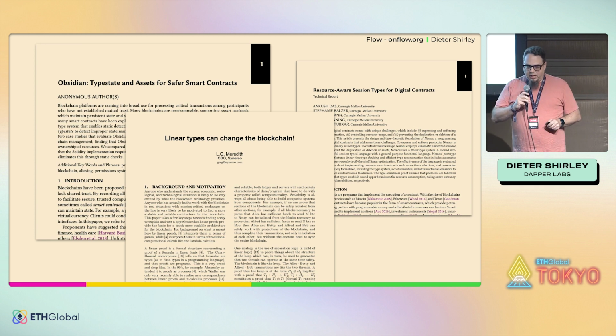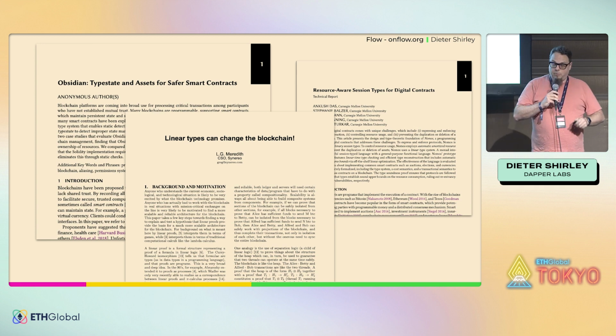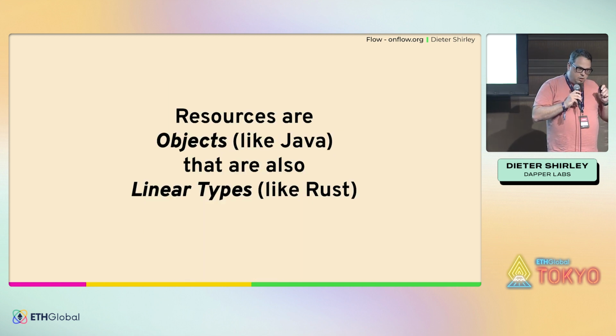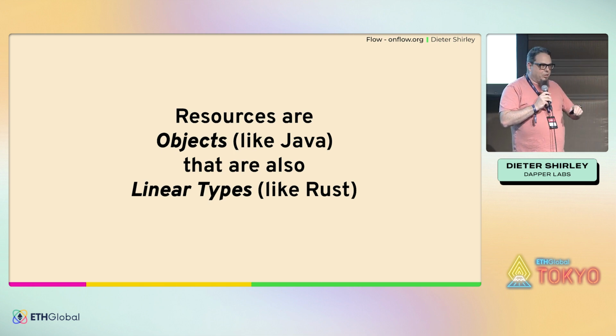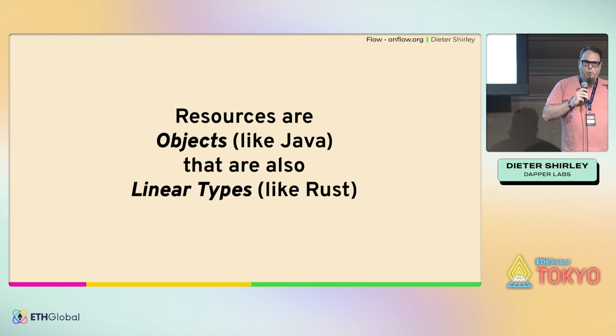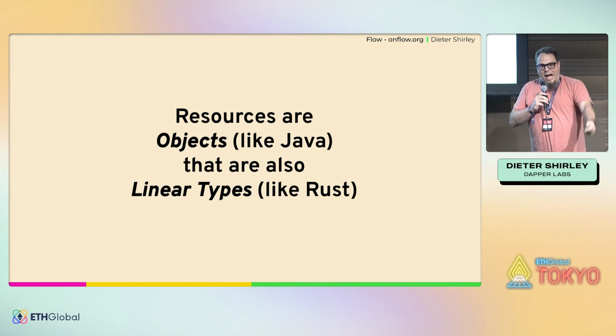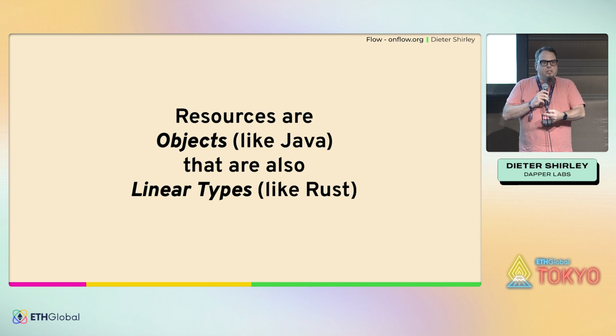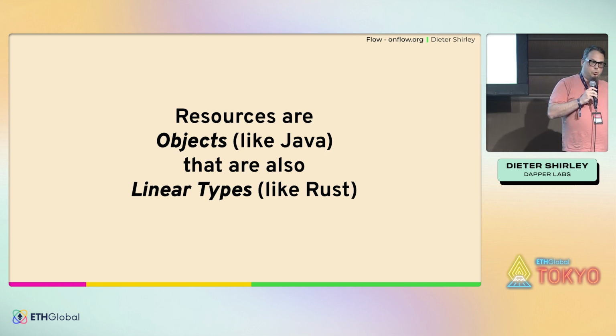And here you see 3 papers. There are more, but there are 3 papers that introduce the notion of resources in smart contracts. So what are resources? They're like objects, if you're familiar with Java, with the whole notion of encapsulation and the programmer having the ability to hide implementation details and to have capabilities that they don't necessarily expose to the users of those objects.